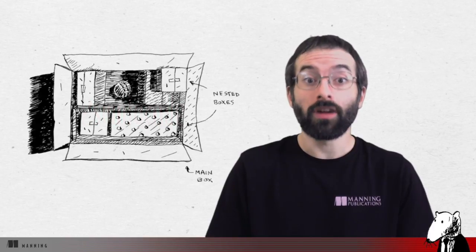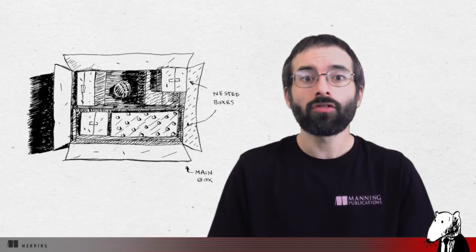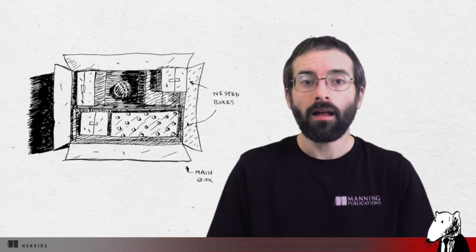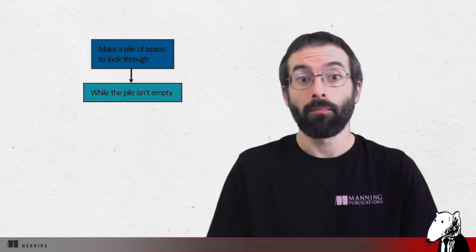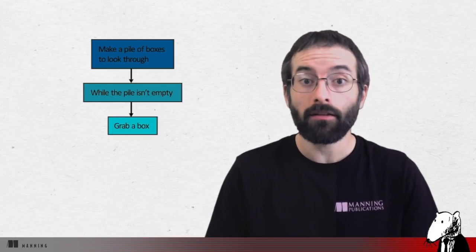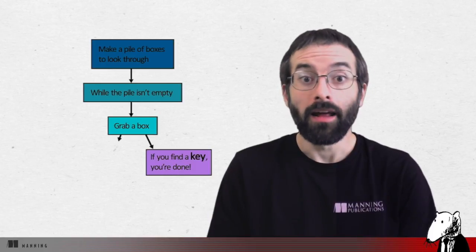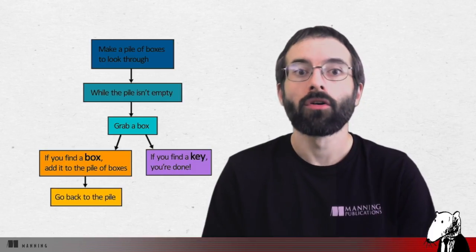Let's get back to searching for a key in a box that contains boxes which contain other boxes. First, I'll show you a method to solve this problem that uses while loops. Then, I'll show you a method that uses recursion. Here's the first method. 1. Make a pile of boxes to look through. 2. While the pile isn't empty, grab a box and look through it. 3. If you find a key, you're done. 4. If you find a box, add it to the pile of boxes to look through later. 5. Repeat.